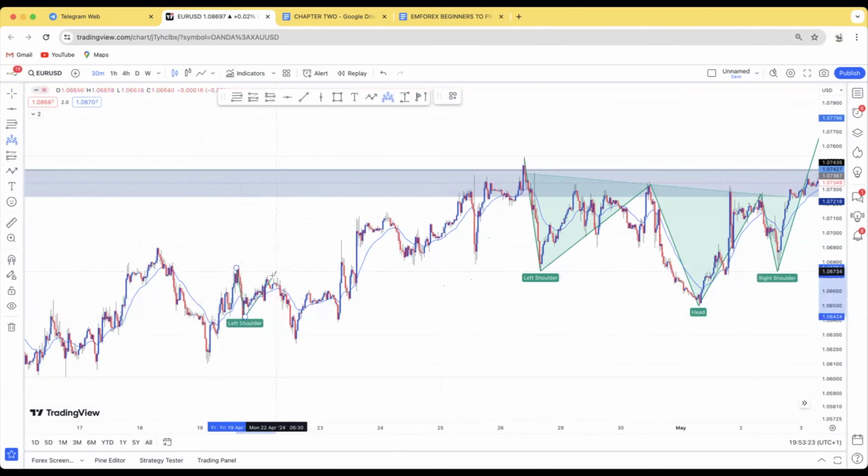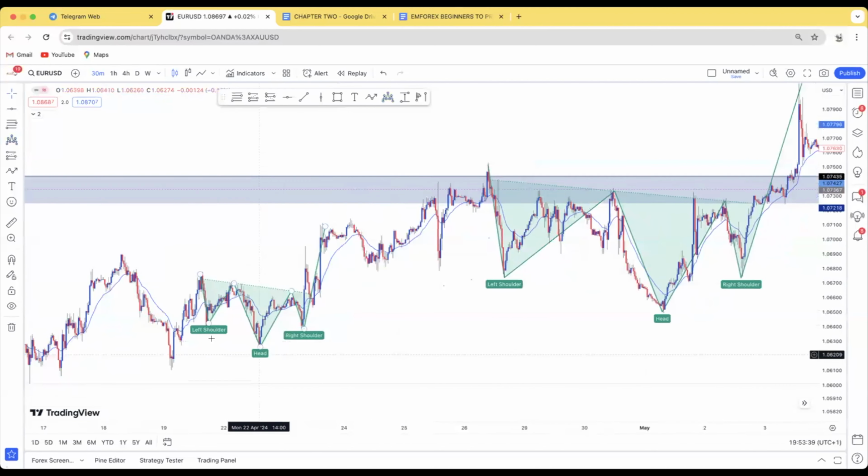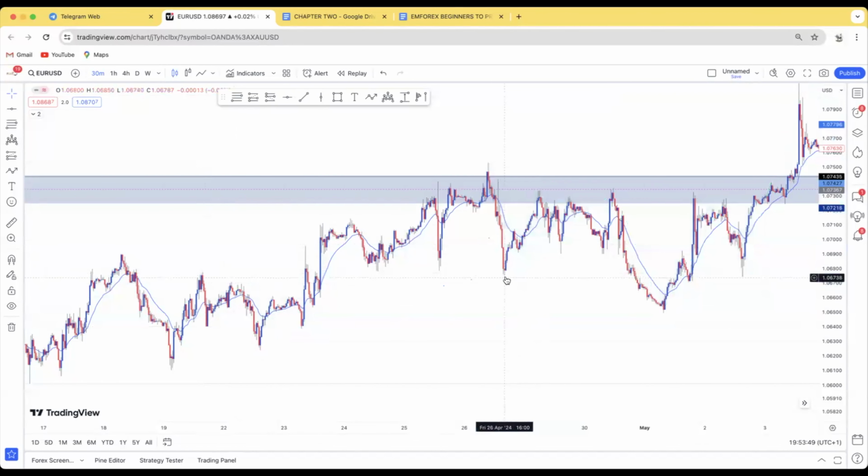Left shoulder, neckline, head, neckline continuation, right shoulder, and then a breakout. They are still the same thing. You see two of them, they look identical. Okay, they look very, very identical. So these are things you need to understand when it comes to identifying chart patterns.